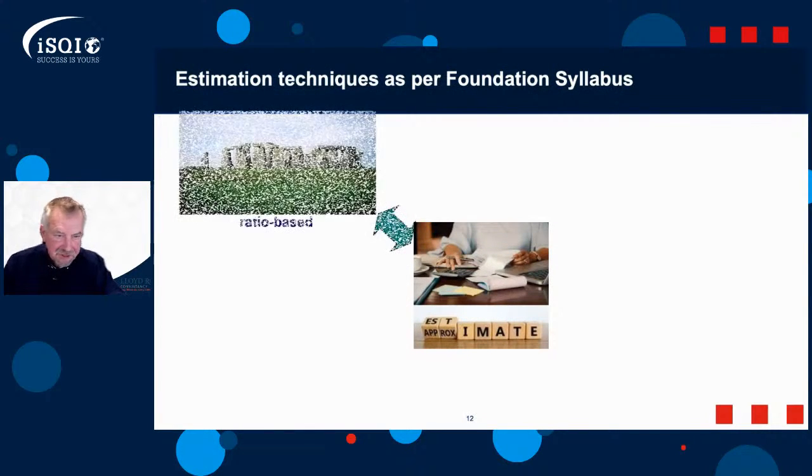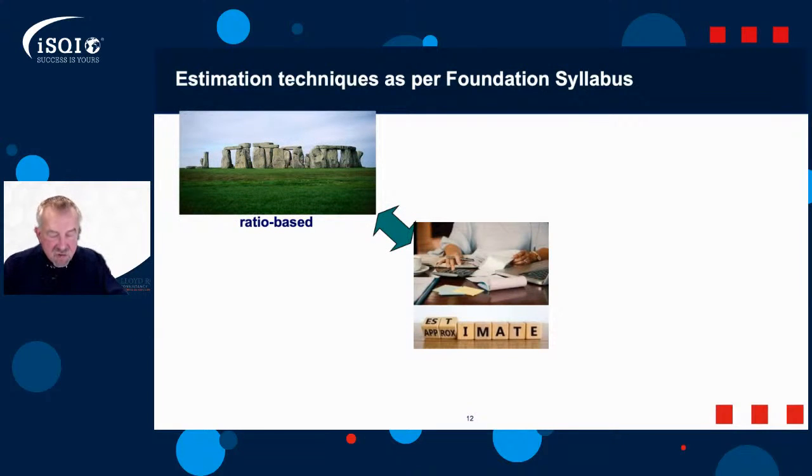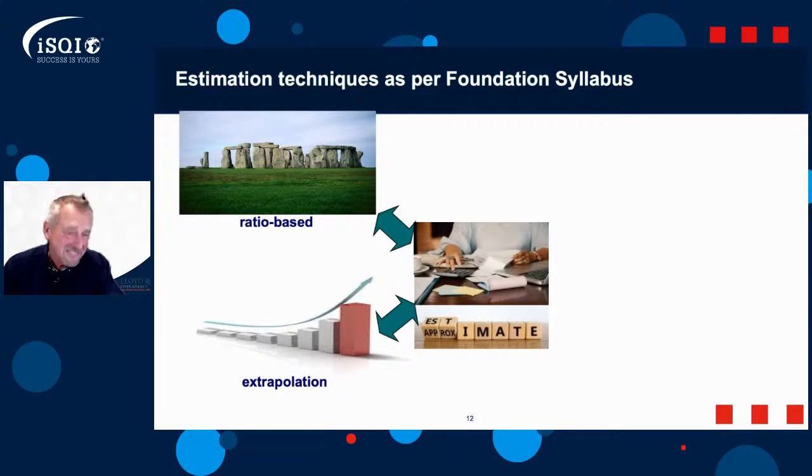So the first one is known as ratio-based, or some people call it historical estimation, hence Stonehenge there. By the way, that's historical estimation, not hysterical estimation. That is a completely different estimation technique. You want it by when?